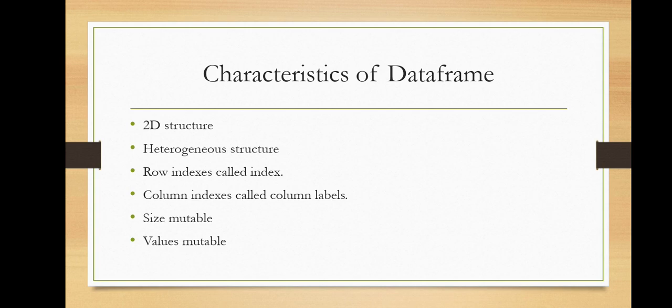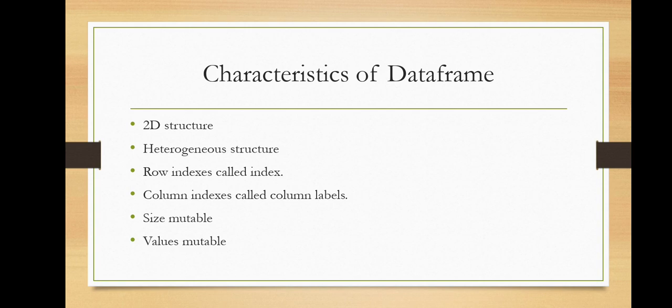It is a heterogeneous structure. Heterogeneous structure means that every column of the data frame can have different types of values. The rows of the data frame as well as the columns of the data frame both have indexes, just like in series. The row indexes in case of data frame are called index, and the column indexes are known as column labels.